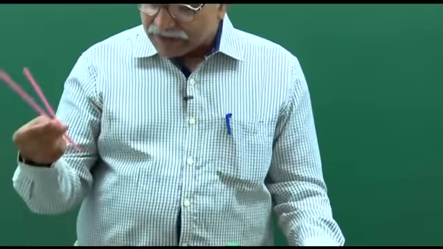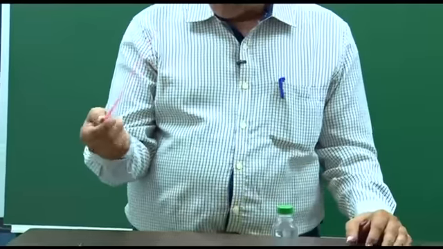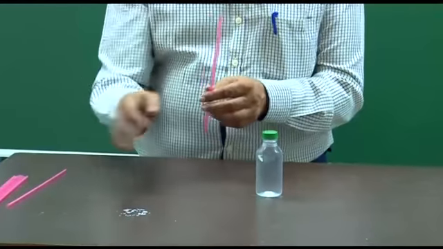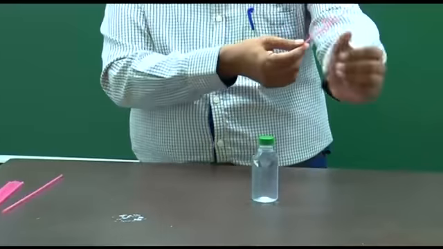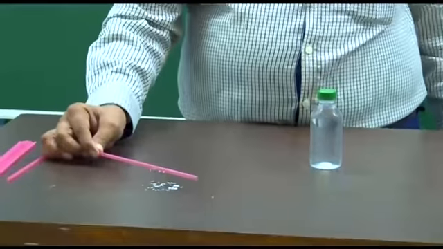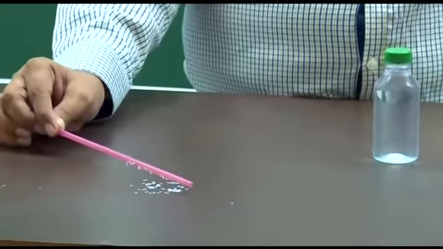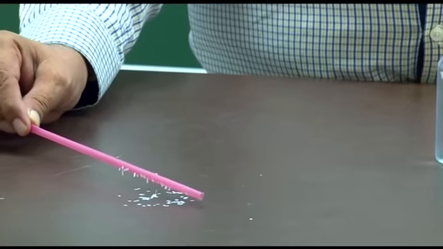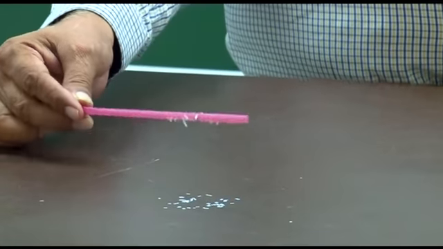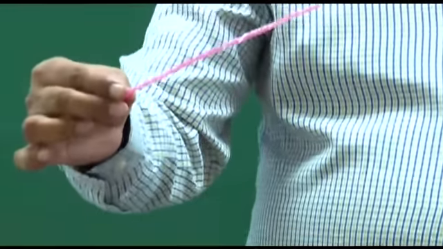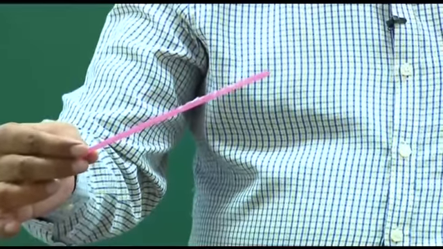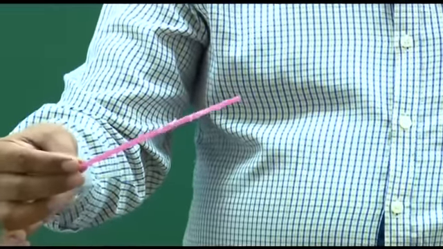So, the first one is, let us take this plastic straw, and I have some small pieces of paper, and let me rub it with my shirt. I just rub it once and bring this close to these paper pieces, and you see what is happening. So many paper pieces have jumped and they are attracted to this straw.